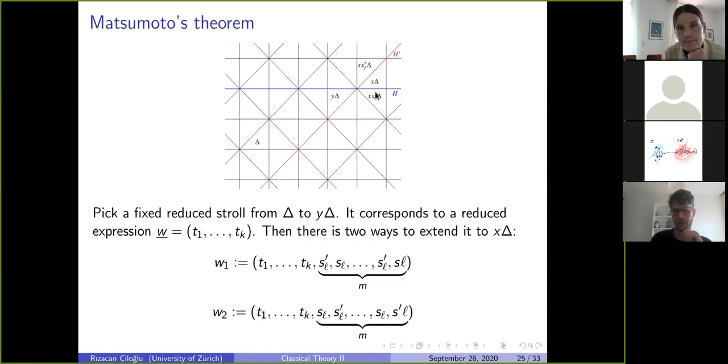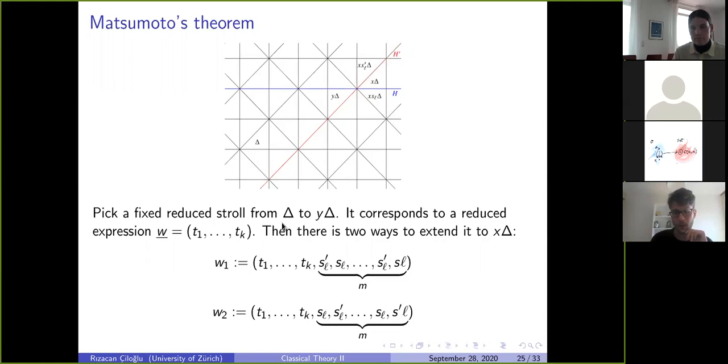And this way is just s_L, because look, we got from the fundamental alcove to here. So the bottom of the fundamental alcove s_L is here. It corresponds to h now. So it's either s_L, s'_L, s_L, s'_L, or it's s'_L, s_L, s'_L, s_L. And notice that since these two hyperplanes meet at the angle pi over m, and on one side there are m alcoves, this m was, if you recall, the order of the composition of these two reflections.